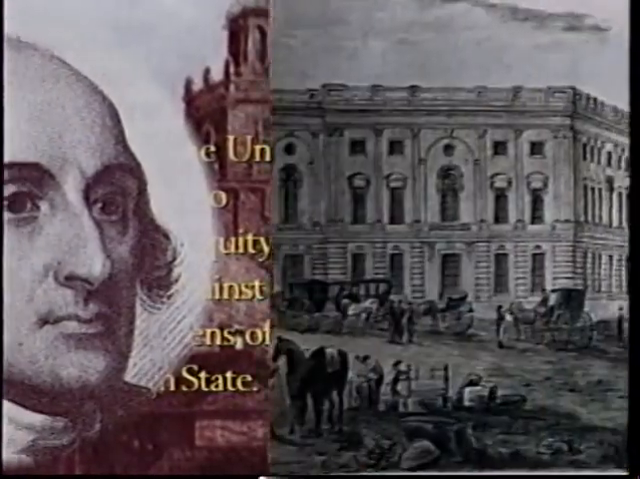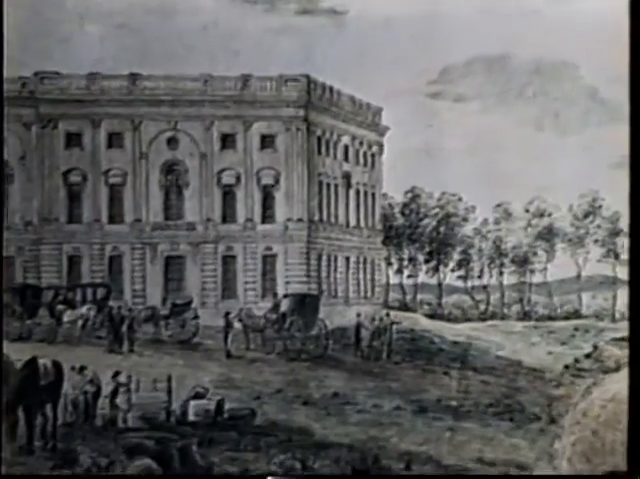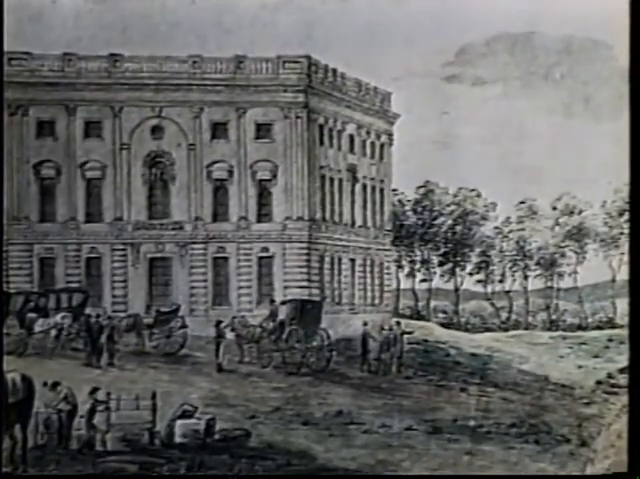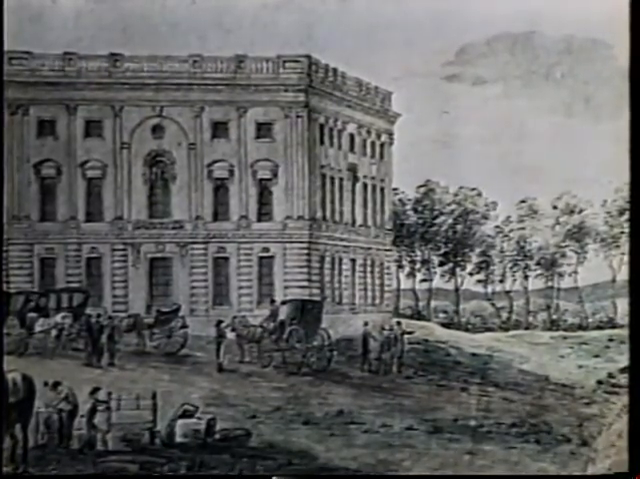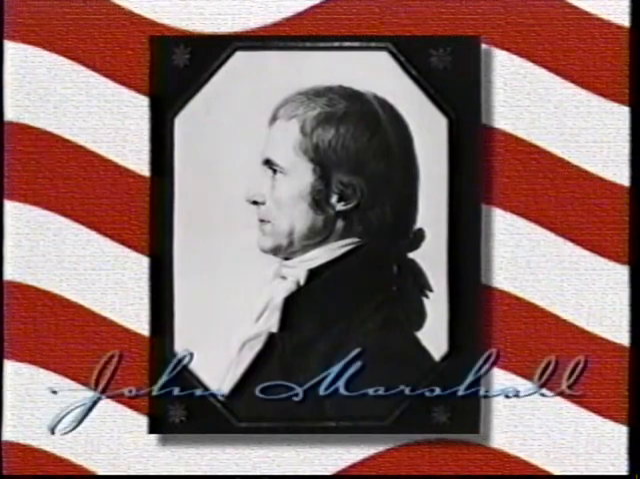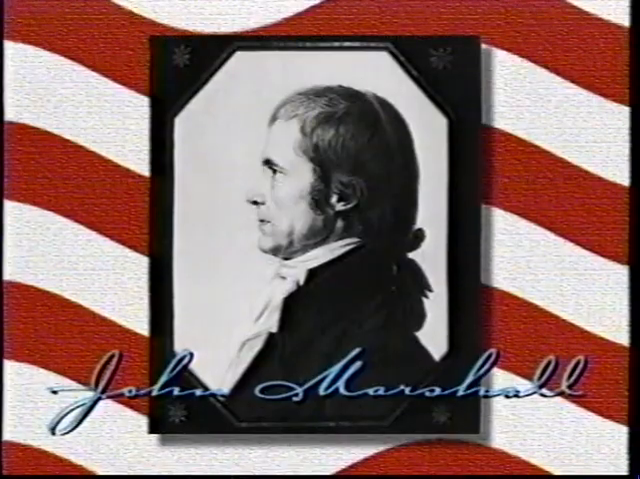In 1801, the Supreme Court convened for the first time in the nation's permanent new capital in Washington, D.C. On February 4th of that year, John Marshall was sworn in as the nation's 4th Chief Justice. He would hold that position for 35 years.